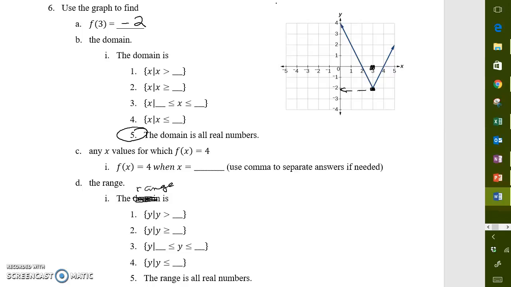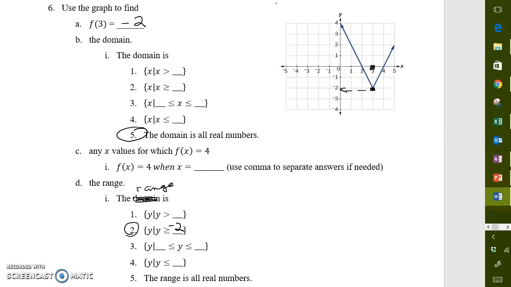Okay, the range. Let's skip down to the range since we're talking about that. What does y exist in this graph? Well, y goes to infinity up in both directions, but it only goes down as far as y equals -2. So y can equal -2 and y can be greater than -2. So y is such that y is greater than or equal to -2. So that is the range.